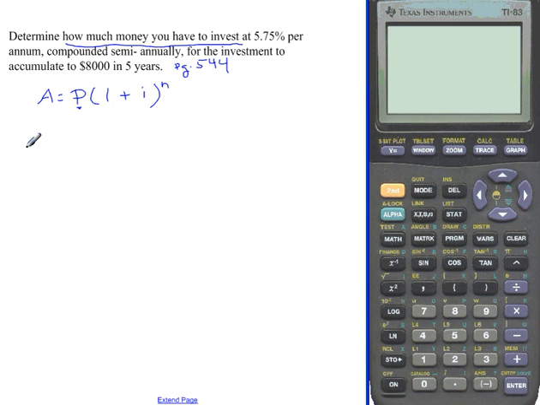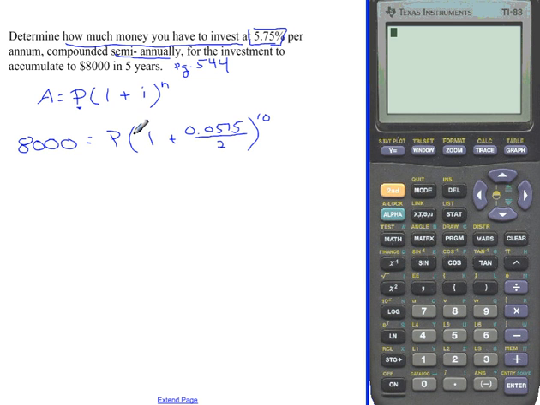So fill in the information that you do have, which is 8,000 equals P bracket 1 plus, now we have this 5.75% per annum. We want to know what it is per compounding period. So if we're compounding semi-annually, twice per year, we're going to divide that by 2. So you'll have 0.0575 divided by 2. And to the power of n, it's compounding semi-annually for 5 years, so twice a year for 5 years, to give us a total of 10.